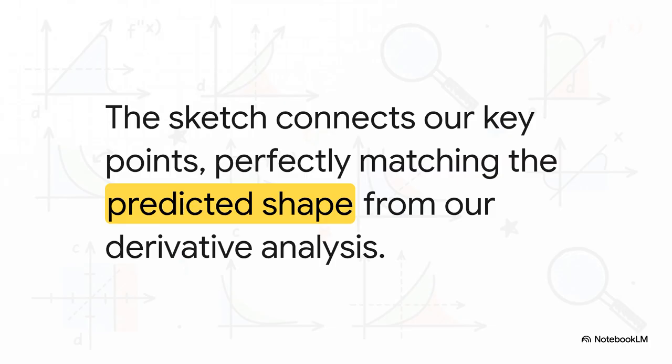Look, the curve comes in decreasing and concave up to our first point. Then it keeps decreasing but flips to concave down. After that second inflection point, it's still decreasing but now concave up again until it finally bottoms out at our minimum. And from there, it turns and increases, staying concave up forever. The final picture, it matches our predictions perfectly. And there you have it.